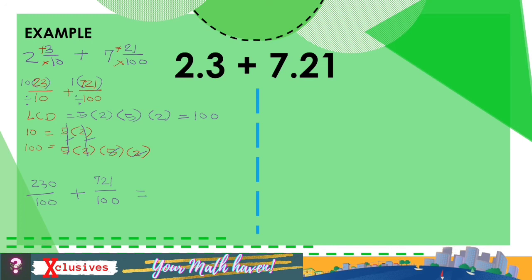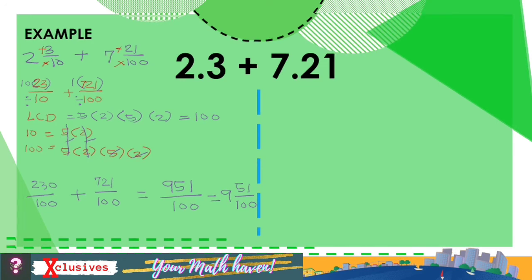So this gives us 230 plus 721, that's 951. And we simply copy the denominator. In mixed number, this is equal to 9 and 51 over 100. So this is the answer in fraction form.